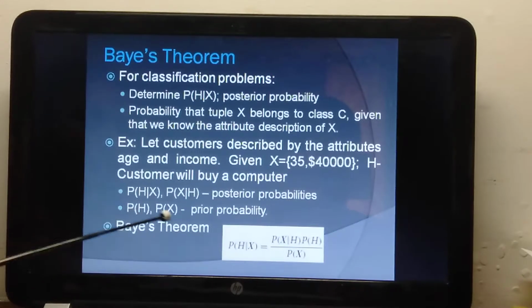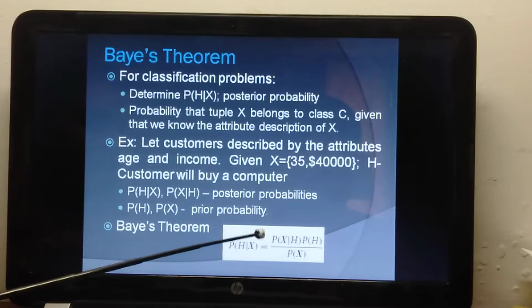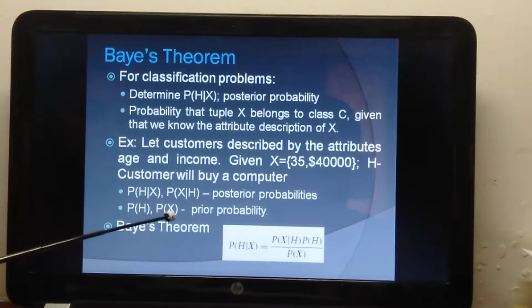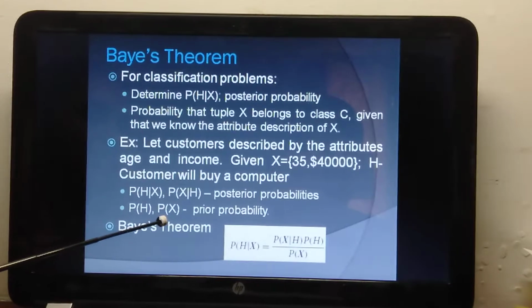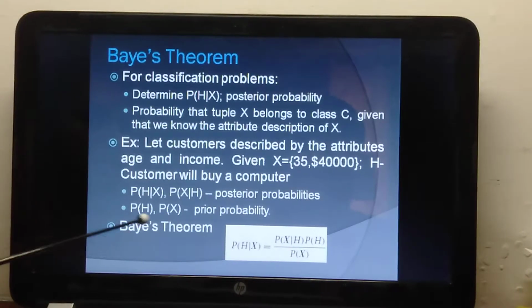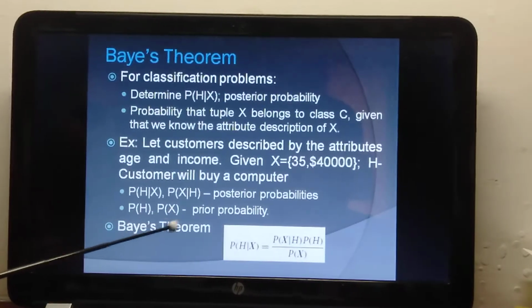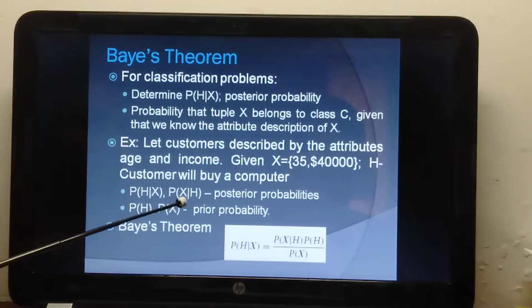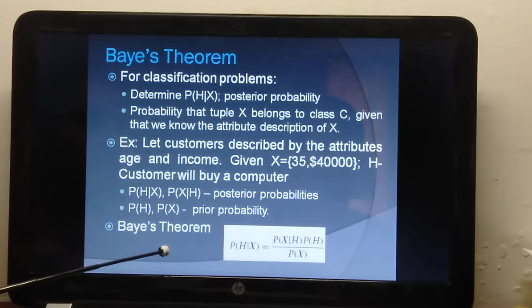In this, probability of H given X and probability of X given H are both posterior probabilities, and probability of H and probability of X are prior probabilities. This is just existent on the data. No previous occurrences or conditions are there for these two. And this is the normal probability which we normally calculate. This is conditional probability.